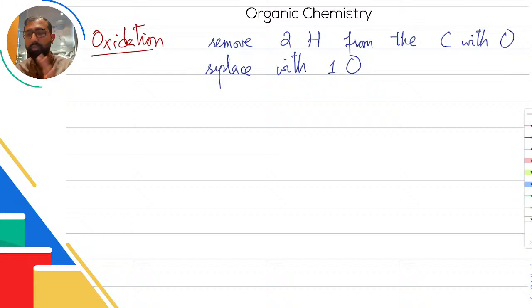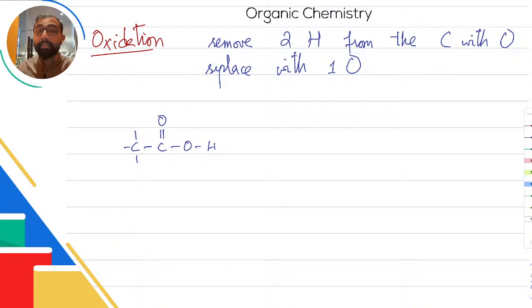Okay? I'll take the example of ethanol. So I have ethanol here. First thing, identify the carbon with oxygen. Okay, I found it. Remove the two hydrogens. So I removed the two hydrogens. Replace with one oxygen. Oxygen needs two bonds, right? So two bonds. I just oxidized it. But you can't just oxidize on your own. You need an oxidizing agent. Yes, Ryan, you're right. We need an oxidizing agent.